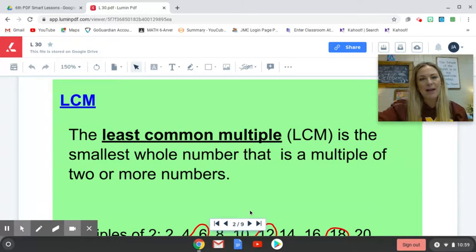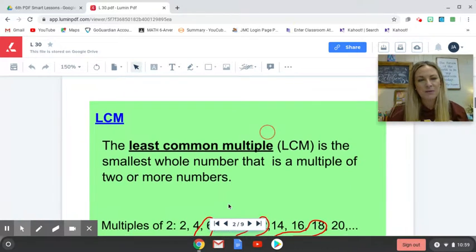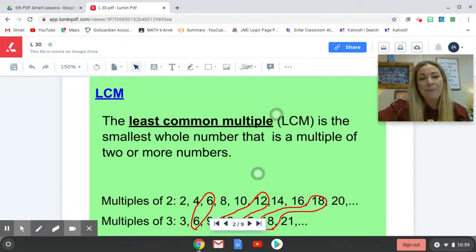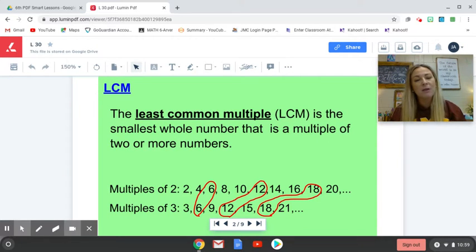Here's a little bit of vocabulary for you. I'm just going to zoom out so you can see more of the screen. LCM. So that's a common abbreviation here in math. The least common multiple, or LCM, is the smallest whole number that is a multiple of two or more numbers. So remembering back, we've done a lesson recently on multiples. Multiples are multiplication facts. So the facts of a number. So for example, the multiples of 5 would be 5, 10, 15, 20, and so on. Multiples are infinite. They never stop.